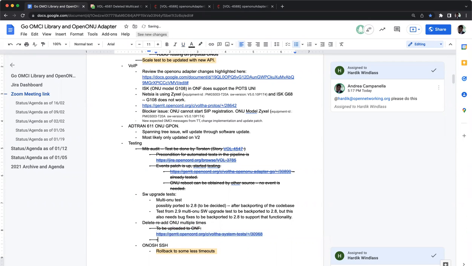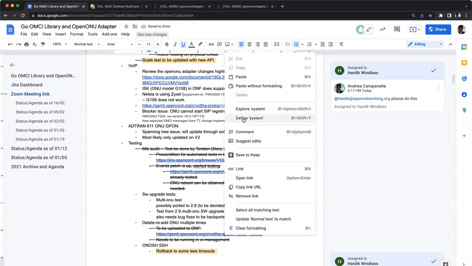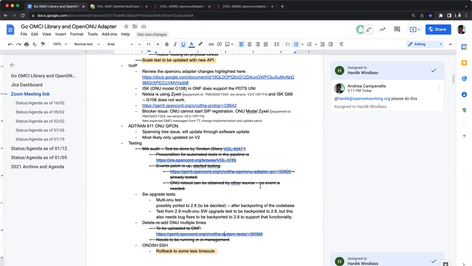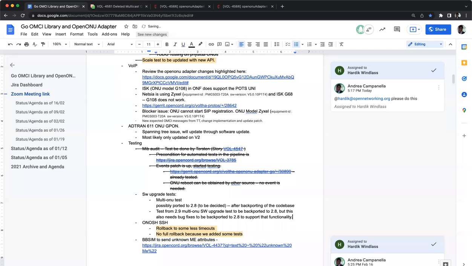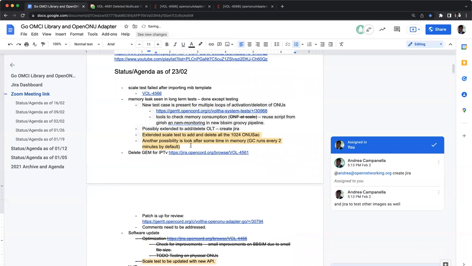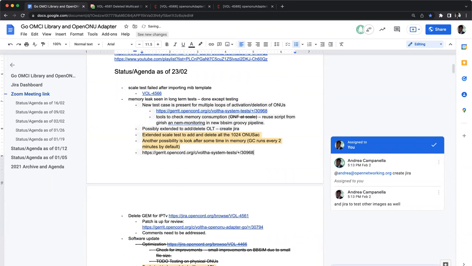Actually, this is related to the point we mentioned before, where the tooling of Girish has to be included to see if the memory is increasing or not. Yes. So let me remove it from here and move it up here.